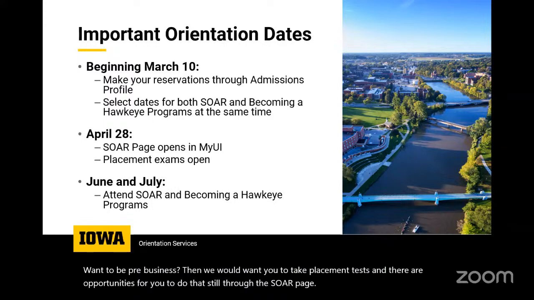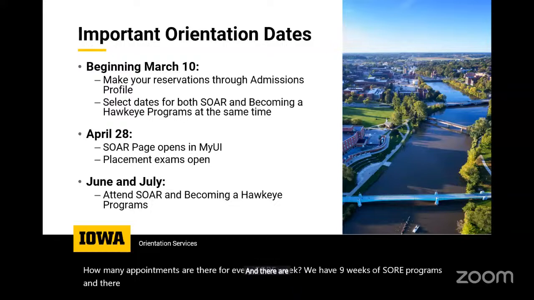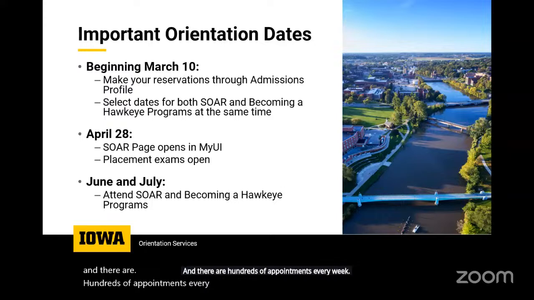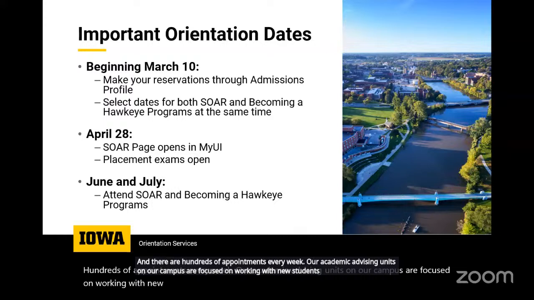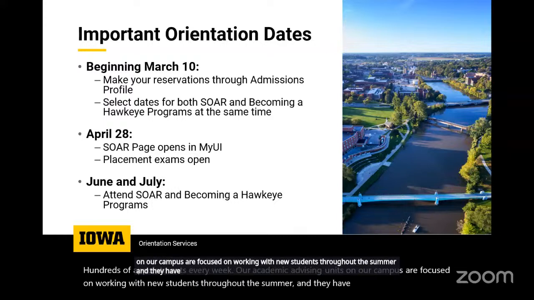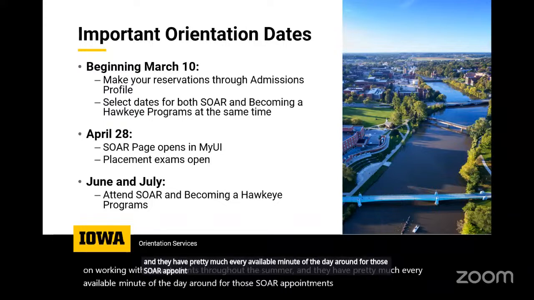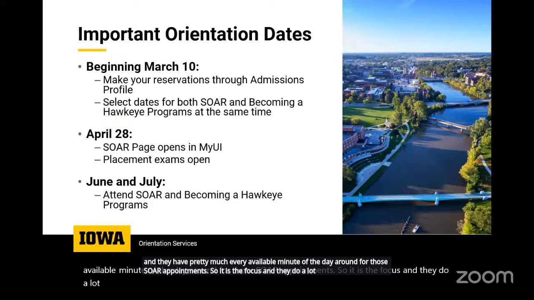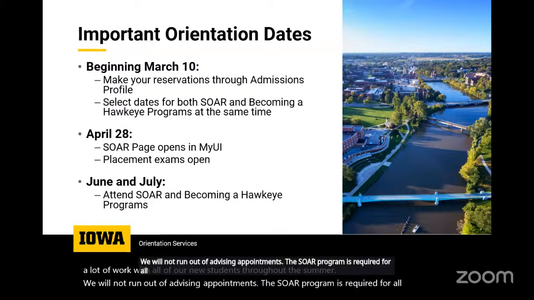How many appointments are there for every SOAR week? We have 9 weeks of SOAR programs, and there are hundreds of appointments every week. Our academic advising units on our campus are focused on working with new students throughout the summer, and they have pretty much every available minute of the day around for those SOAR appointments. So it is the focus, and they do a lot of work with all of our new students throughout the summer. We will not run out of advising appointments. The SOAR program is required for all new students, and we have space for everyone.